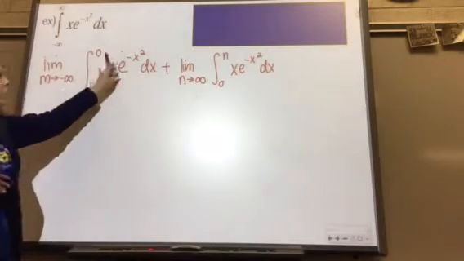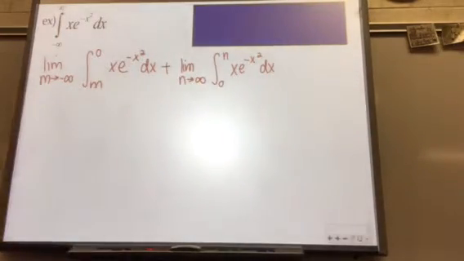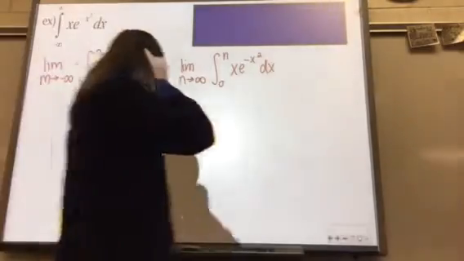All right. I can't integrate this like I did 1 over x, like I did 1 over x squared. What do I need to do here? U sub.